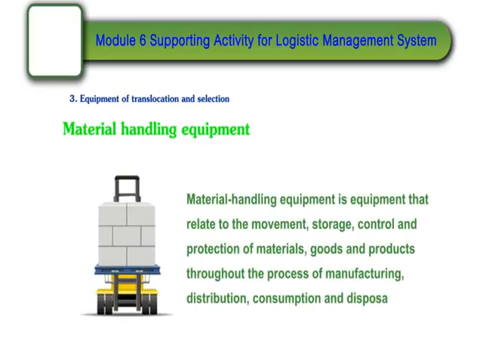Material handling equipment is equipment that relates to the movement, storage, control, and protection of materials, goods, and products throughout the process of manufacturing, distribution, consumption, and disposal. Material handling equipment is the mechanical equipment involved in the complete system. It is generally separated into 4 main categories: storage and handling equipment, engineered systems, industrial trucks, and bulk material handling.